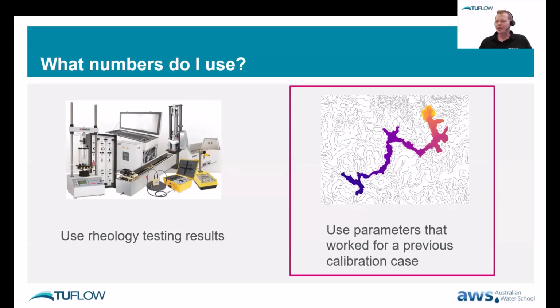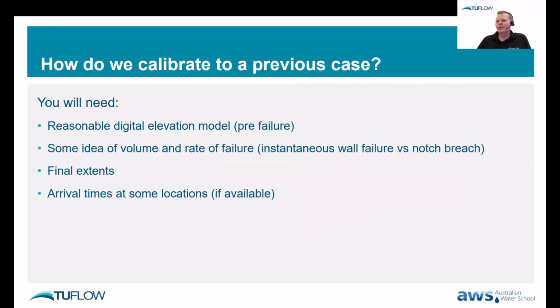So that's what I'm going to discuss now: how do you calibrate to a previous case? You're going to need a good digital elevation model of the extents around the dam and where the material got to. You're going to need a pretty good idea of the quantity of material that released and the way the dam failed, whether it was instantaneous or an incremental slow failure. You're going to need to at least know the final extents of where the tailings got to at the end of the failure process.